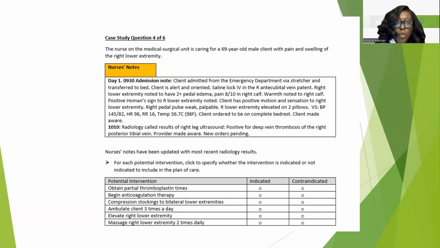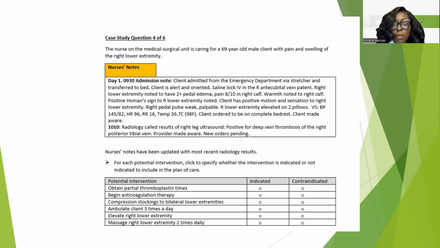So let's look at question number 4. Same patient. Now look at the time. It's 10:10. And remember, everything we do in medicine is what? Timed, especially as nurses. So you admitted the patient at 9:30, you did your note. It's 10:10. Radiology called results of the right leg ultrasound. It came back positive for deep vein thrombosis of the right posterior tibial vein. The provider was made aware. New orders are pending.